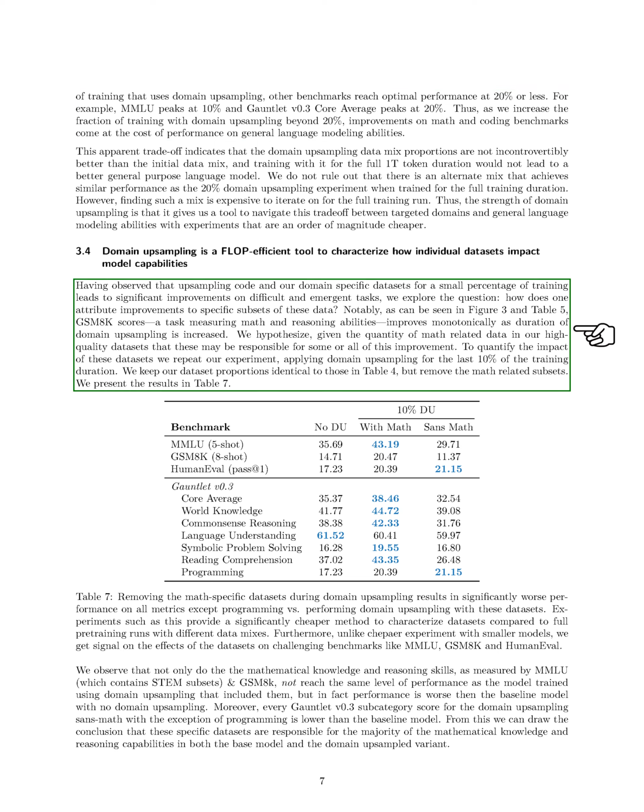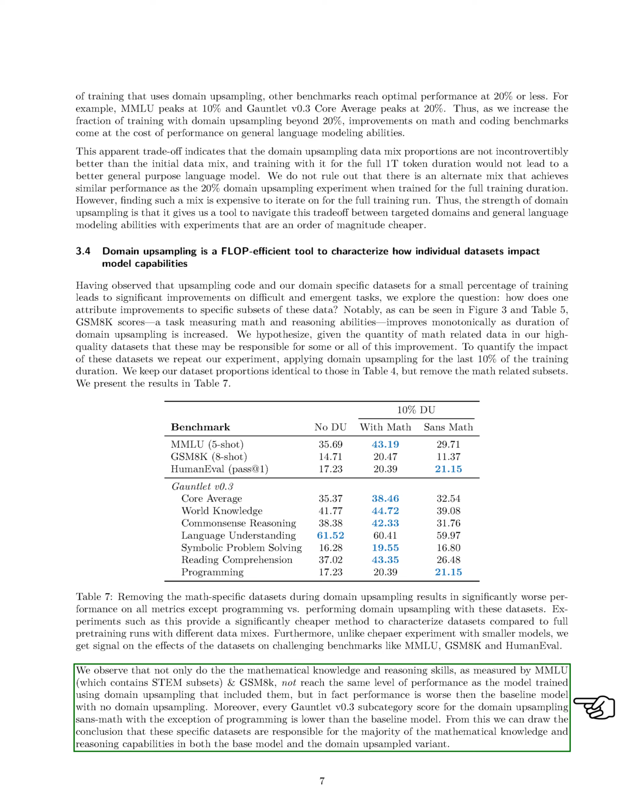We also investigated the impact of specific subsets of data, particularly those related to math, on model performance. By comparing models trained with and without math-related datasets during domain upsampling, we found that these datasets significantly contributed to the model's mathematical knowledge and reasoning skills. Removing these datasets led to a decrease in performance compared to the baseline model without domain upsampling.